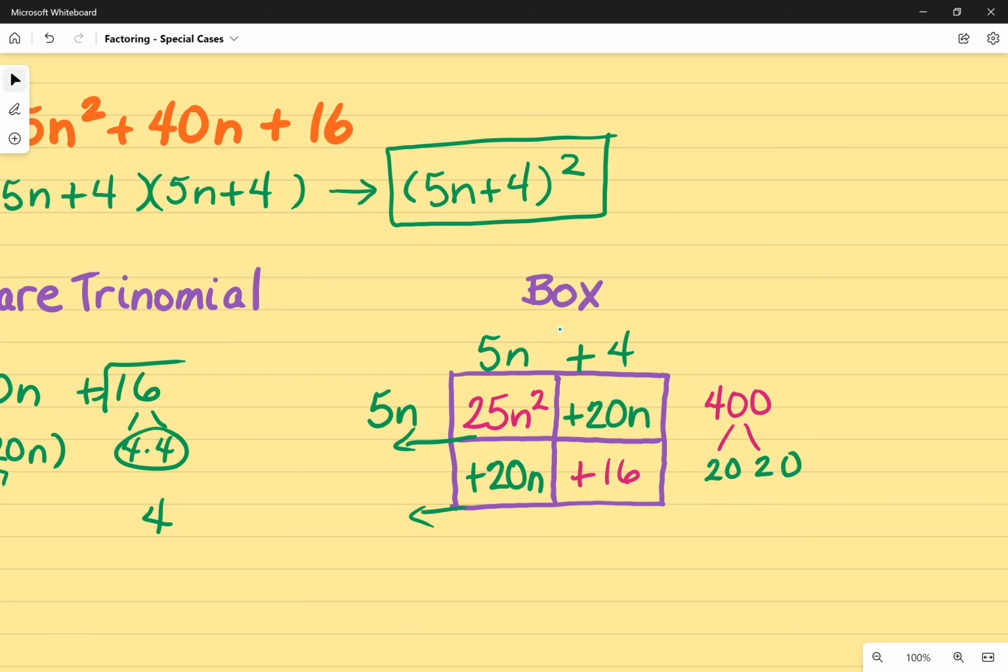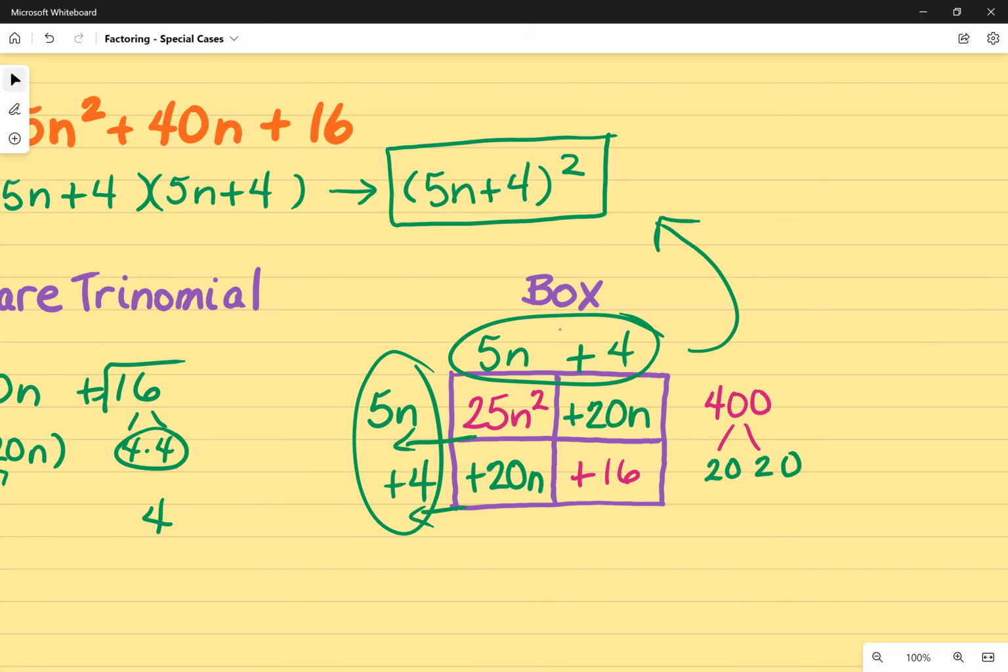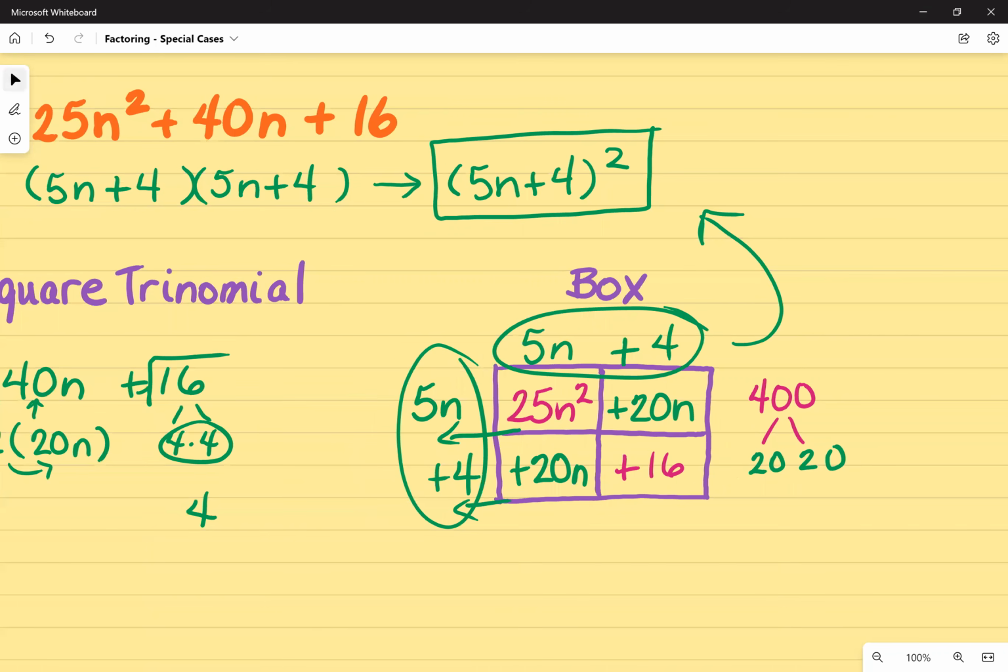And then at the bottom, the second row, I can either try to factor out, or I can ask myself, 4 times what will result in positive 16? Well, we already know that it's going to be positive 4. On the outside, you have your factors, which are the same as the answer above. So that's how you do that particular example.